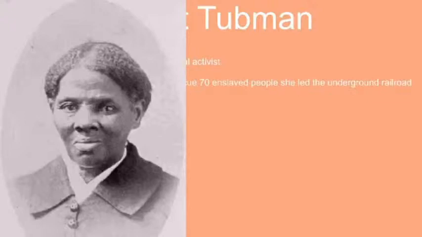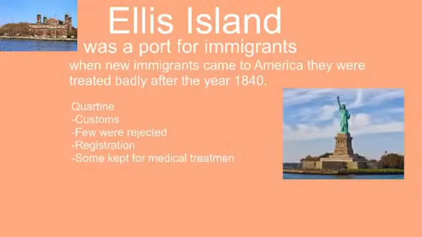Next lesson is Ellis Island. Ellis Island was a port for immigrants. When new immigrants came to America, they were treated badly after the year 1840. They had to be quarantined, they had customs, and a few immigrants were rejected.